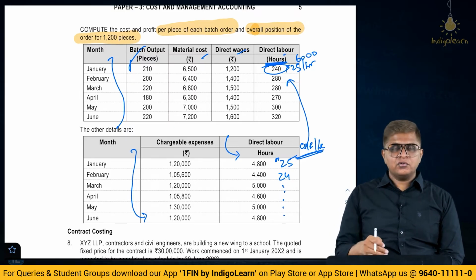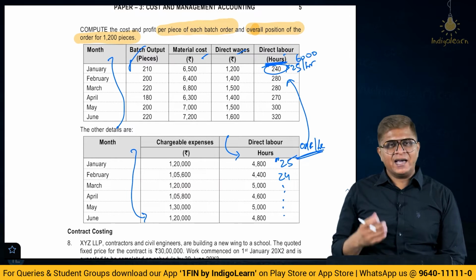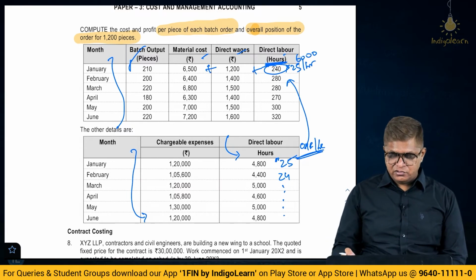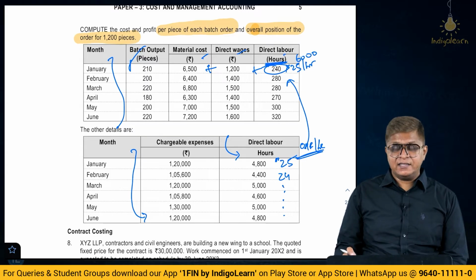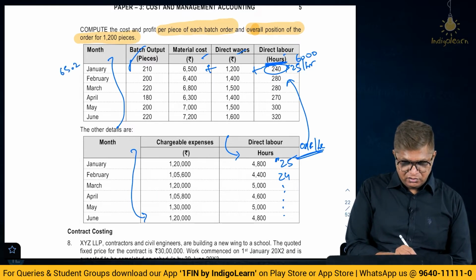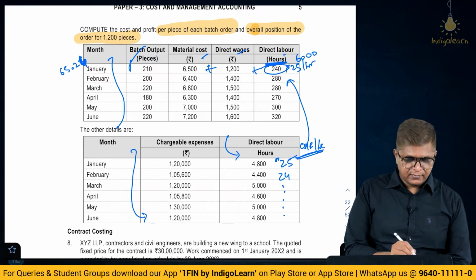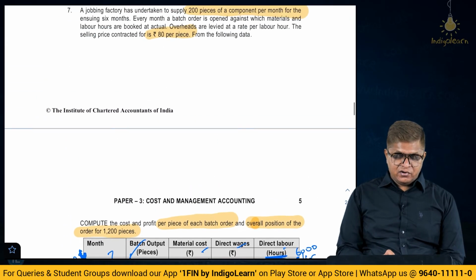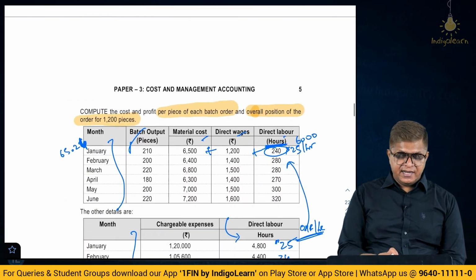So like that, you will have to do the overhead calculation for every batch, arrive at what is the total cost, material cost plus direct wages cost plus overhead. So for example, 6,500 plus 1,200 plus 6,000, that will be 13,700 divided by 210. So my cost is going to come to 65.238 or 4 for that month. What is the selling price that we have contracted? The contracted selling price is 80 per piece.